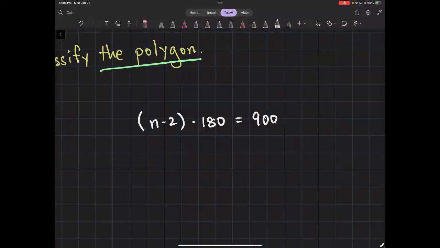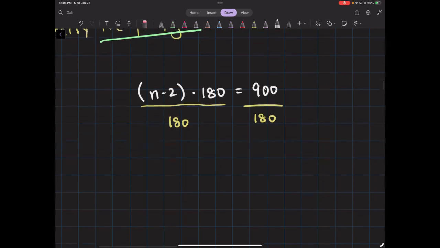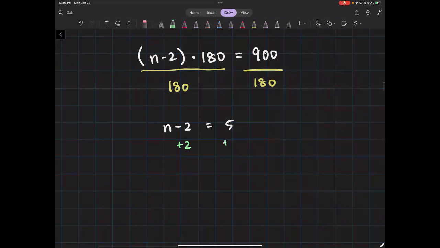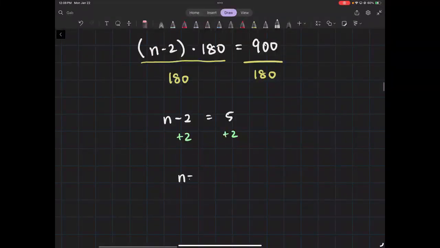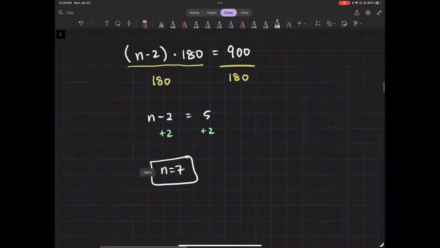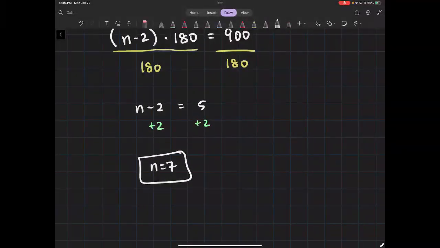Do you guys know what to do first? Divide by 180. So it's 5 sides. Not quite, because you got n minus 2 is equal to 5, and then add 2. So how many sides does this have? 7. And it has a name, right? What's it called? Heptagon, but I see and hear more of septagon, so I'll use septagon.